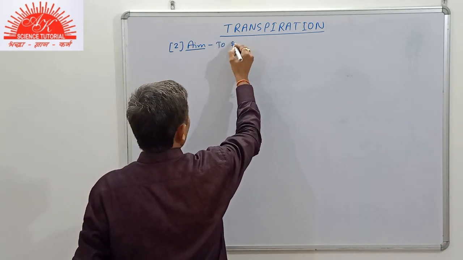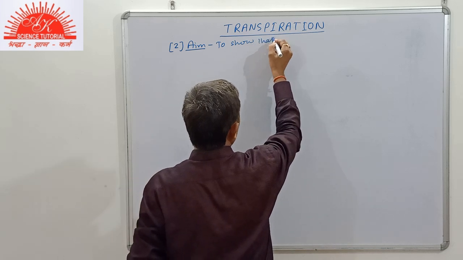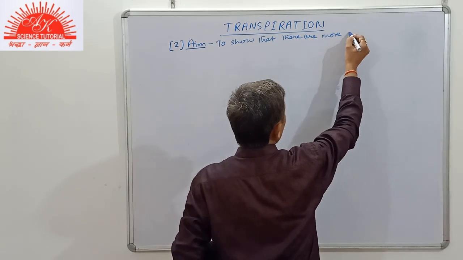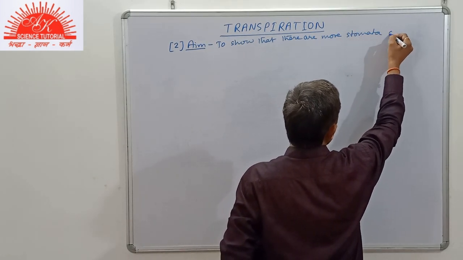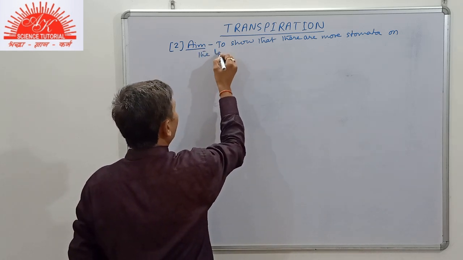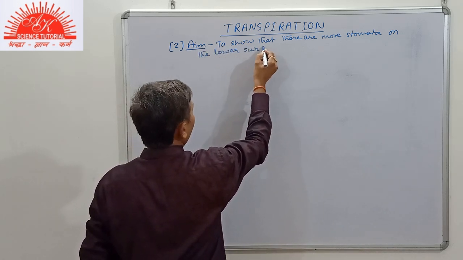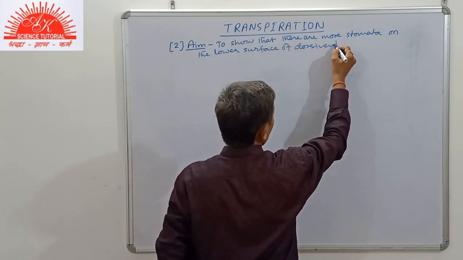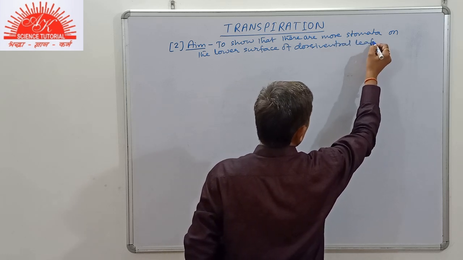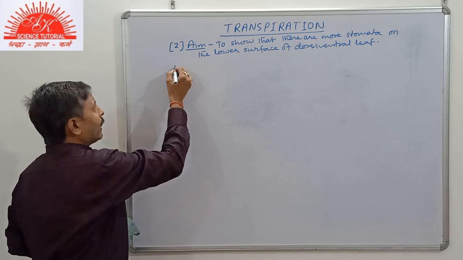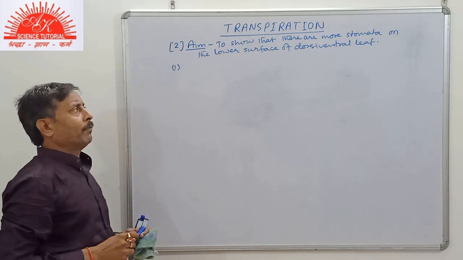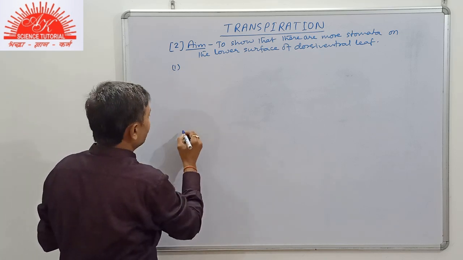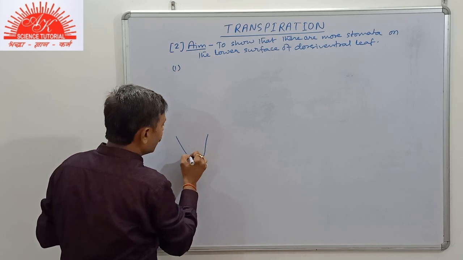So here the aim is to show that there are more stomata on the lower surface of a dorsiventral leaf, also known as a dicot leaf. According to this aim, again we have two types of experimental setup. In the first experimental setup, we take a well watered potted plant.